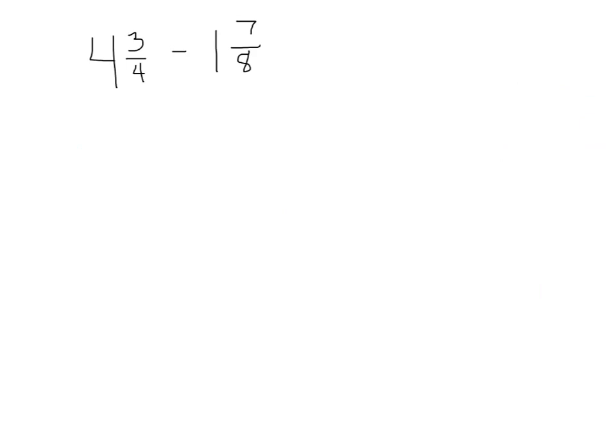Okay, let's try another one. Let's try 4 3/4 minus 1 7/8. Now don't skip over this part because you need to watch what's happening because this problem is actually a little bit different. 4 3/4, I have unlike denominators, so I'm going to rewrite the problem up and down. And I'm going to now write these same mixed numbers with common denominators.